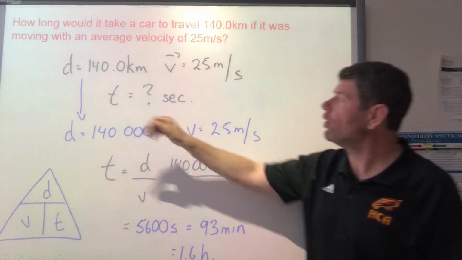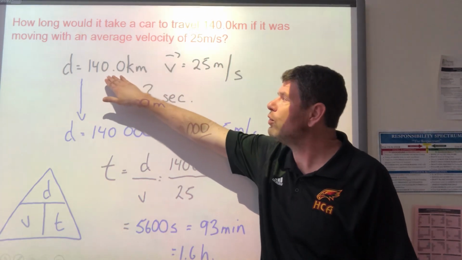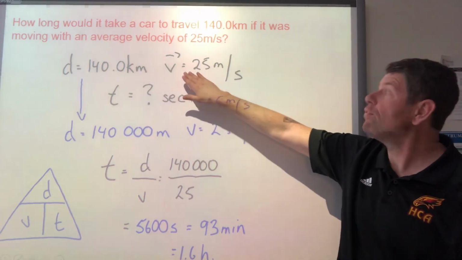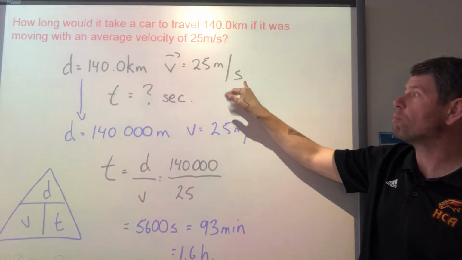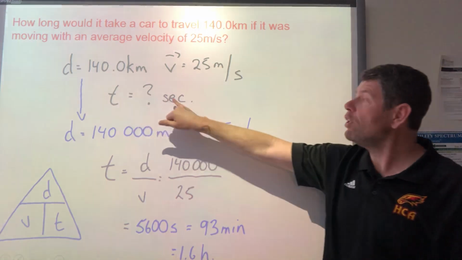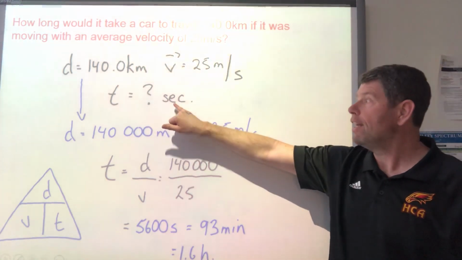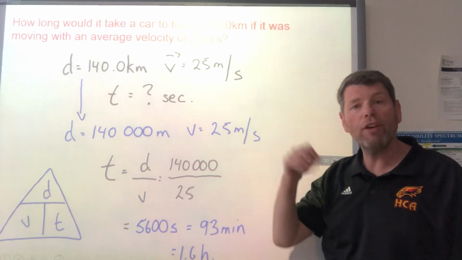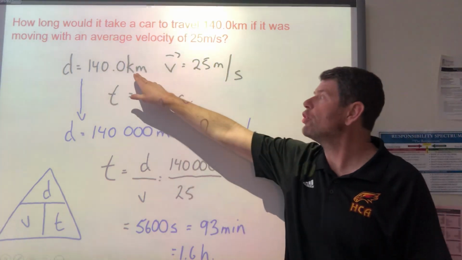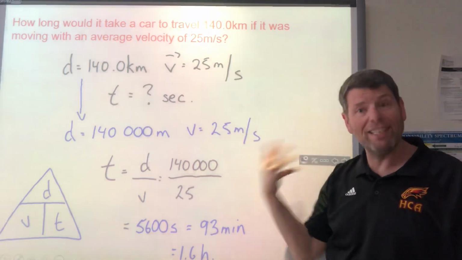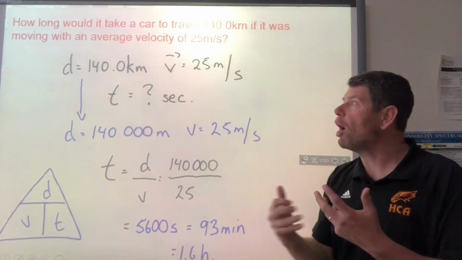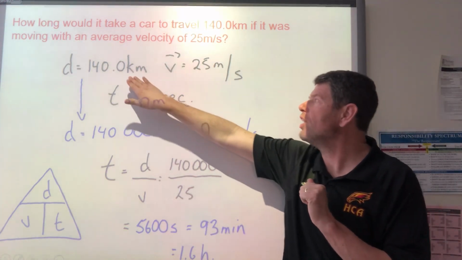So what have we been told? The distance the car is traveling is 140 kilometers, and the speed or velocity is 25 meters per second. So we are trying to find time, and I'm going to find time in seconds. Now to find time in seconds, very important in physics, when you use a formula, you must make sure that your units for, say, distance or time are the same. So we can't really do a problem where we're working with kilometers and meters.